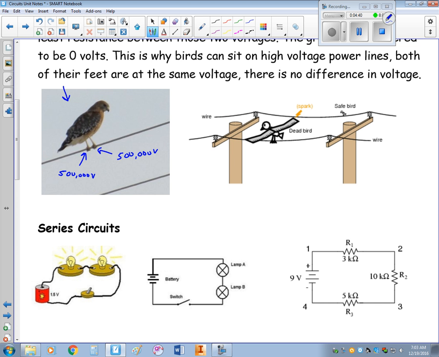So when the electricity comes along this wire, or the electrical current, I should say, it's going to pass straight through, because if it were to try to go up into this bird, the bird is a resistor, and there's just less resistance to go through the wire than through the bird. However, if this bird were to somehow touch two wires, now there is a voltage difference, especially if the current is going one way through one wire and a different way through the other one. There will be a very large difference in voltage.